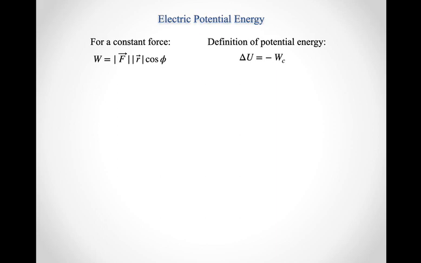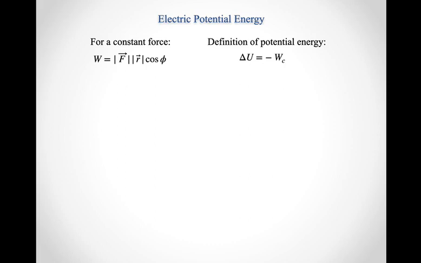So the next big idea that we want to add is electric potential energy. And if you think back to last semester, we saw that you calculate the work done by a constant force by thinking about the magnitude of the force times the magnitude of the displacement times the cosine of the angle between those two vectors. We also saw that you could define the change in a potential energy by thinking about negative the work done by a conservative force.